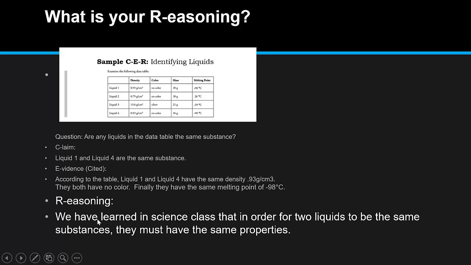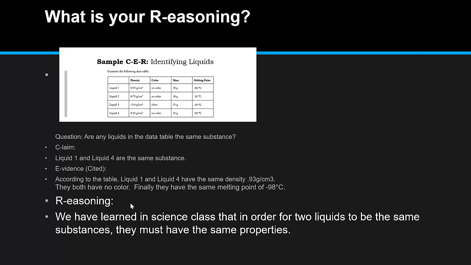Reasoning: we have learned in science class that in order for two liquids to be the same substance, they must have the same properties. Properties are things like density, color, and melting point. Mass, of course, can change depending on the amount of substance that you have. So that's not a property that we're going to use in determining for evidence whether our materials are the same.